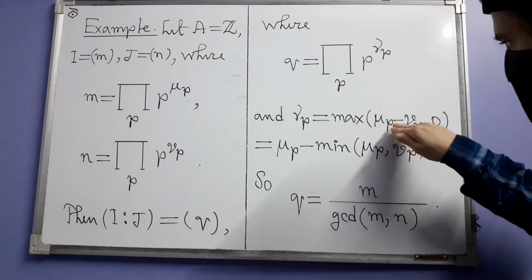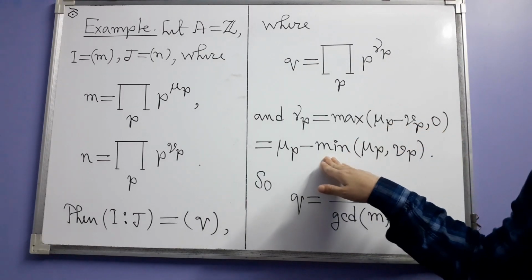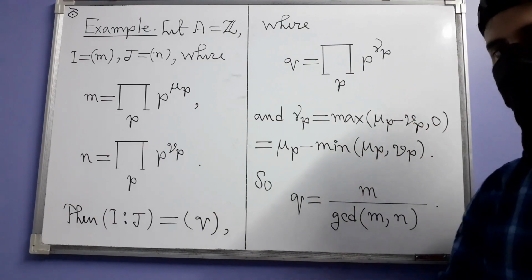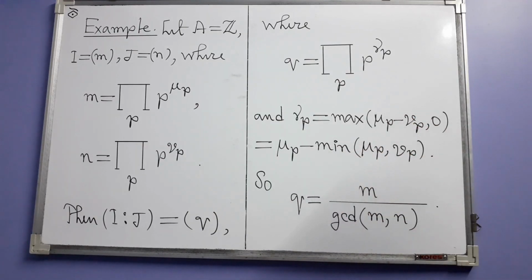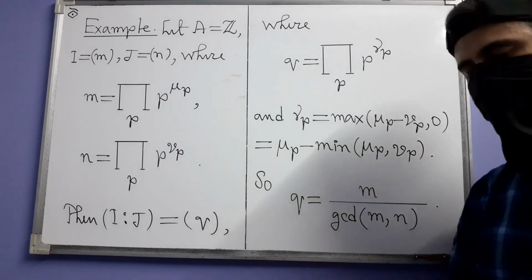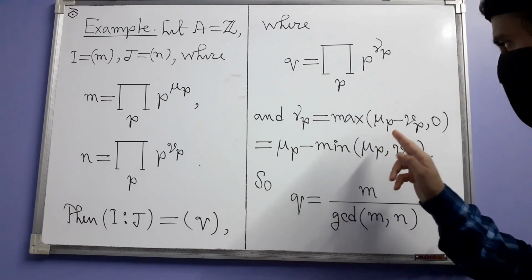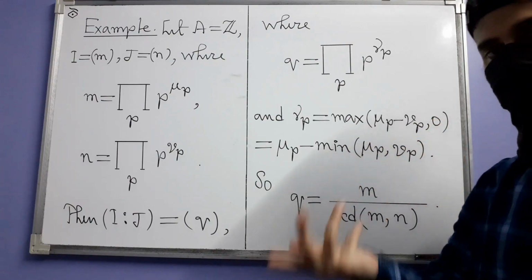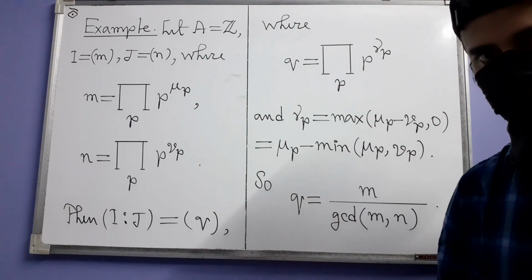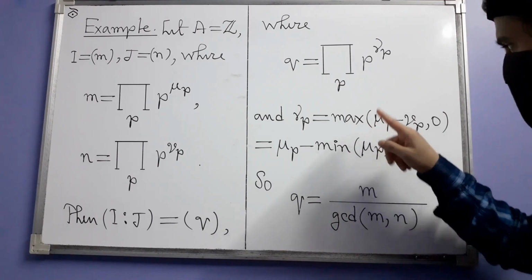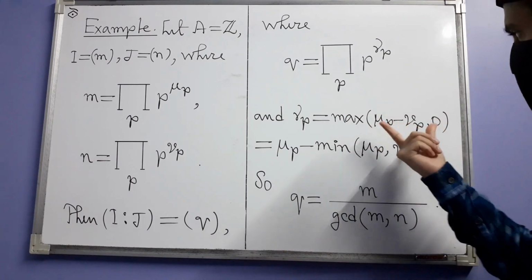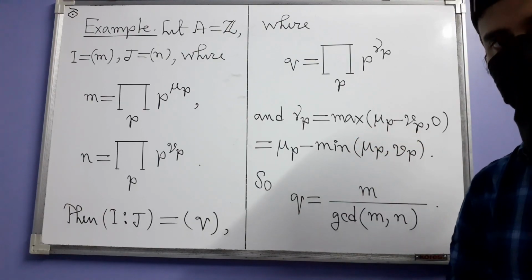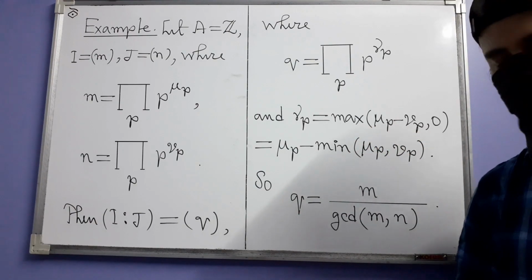To see why this is equal to this is very easy, in fact. You just have to consider two cases. You can do it mentally. And those two cases are, the first one of them is the case where mu p is greater than or equal to nu p. Mu p, that is this thing, is greater than or equal to nu p, so that this difference is a non-negative integer. It is greater than or equal to 0.